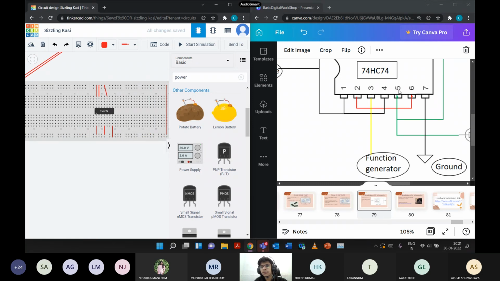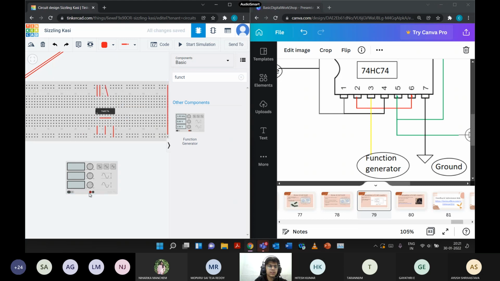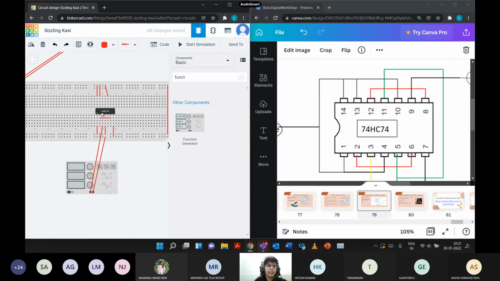The pin number 2 and pin number 6 are connected. So this is the pin number 2 and this is 6. I've connected them. The third one will go to the function generator. So I'll import a function generator. It goes to the third pin. And this one goes to the ground. What else is there? 12 and 8 are connected.